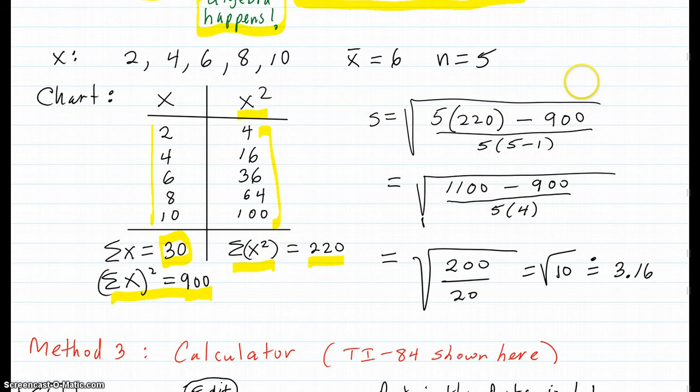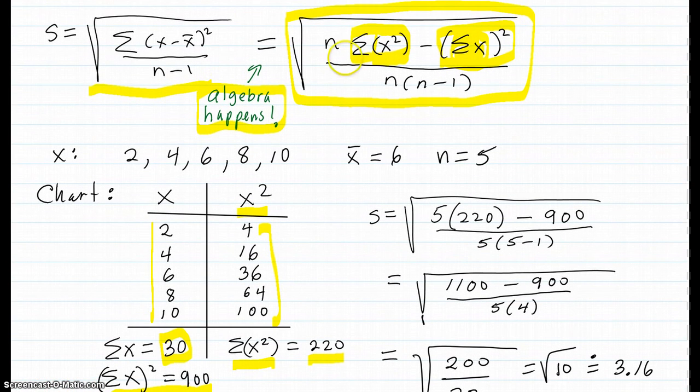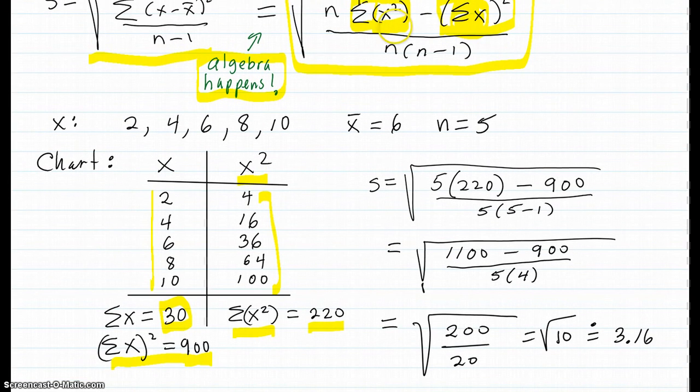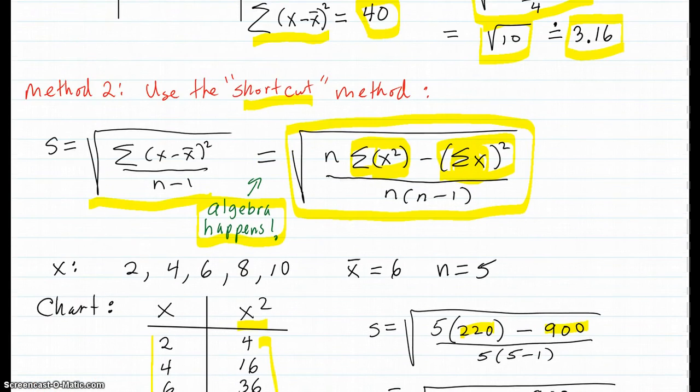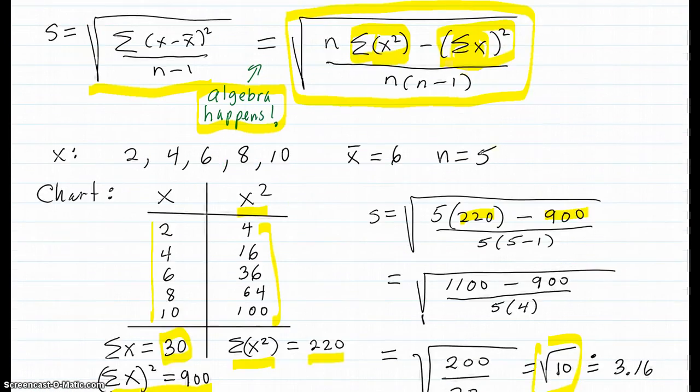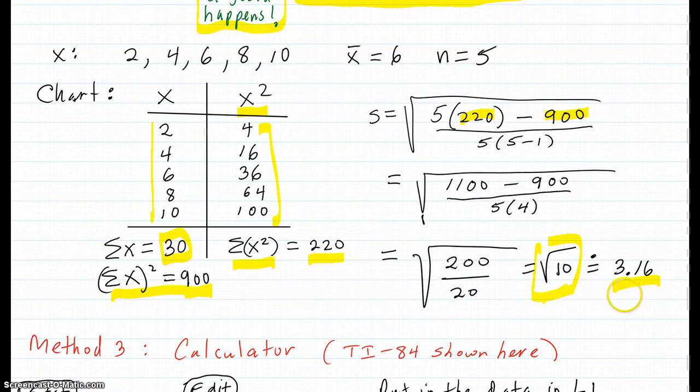Then you accomplish the formula. The formula says n times this minus this, over n times n minus 1, square root. So we're just going to plug everything in. The sum of our x squares is over here at 220. The n is, of course, 5. The sum of x quantity squared is 900. That's over there. And, of course, your n minus 1 is 5 minus 1. You simplify it down. You do the division. You get the square root of 10 again. That's exactly what was gotten before. Exactly equal. Square root of 10, which is, again, approximately 3.16.